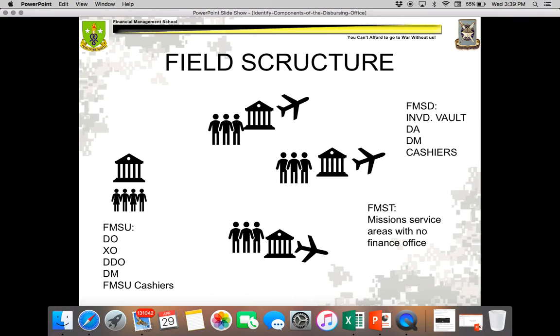You'll see that there's airplanes next to each detachment level, and those are to show the FMST missions. FMSTs are teams that will go out to areas that don't have a finance office. They'll conduct finance operations, and then they'll return to the FMSD to collect all the transactions and clear out. So for example, every month 1 or 2 cashiers had to go out to Camp Red Leg, take in some savings deposit programs, and do some currency transactions, and then they would come back and resume working at the FMSD level.